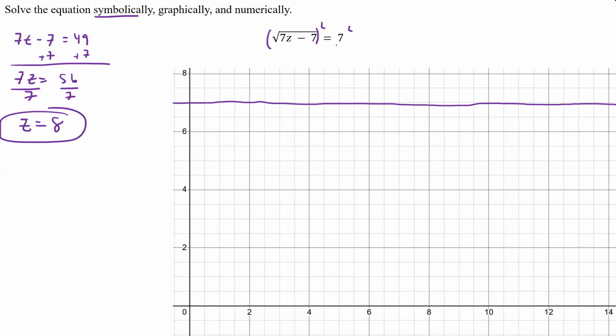So that's what this piece here shows. And now we know at 8 it's going to cross, so we know it's going to cross there. And then we have to think about this one here. If we do 7z minus 7, that has to be greater than or equal to 0. So if we add 7, 7z has to be greater than or equal to 7. So z has to be greater than or equal to 1. And so we know that it's going to start at 1.